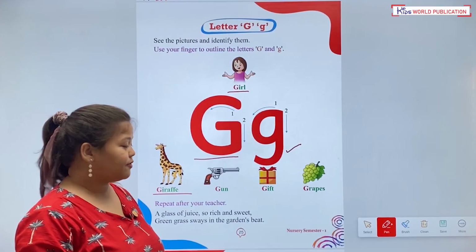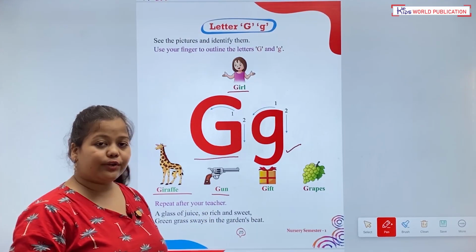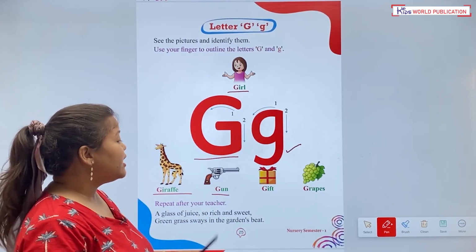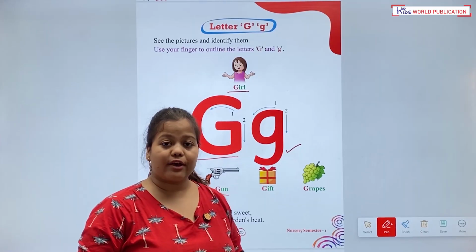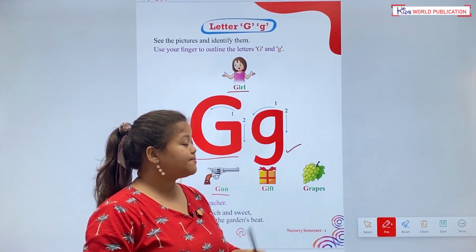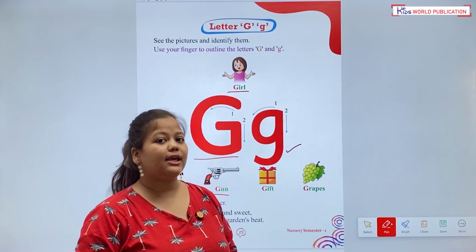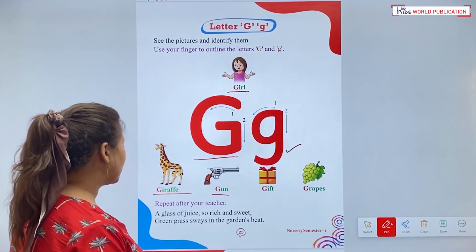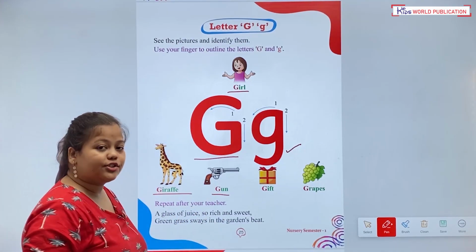G-I-R-A-F-F-E, giraffe. Gun. G-U-N, gun. Gift. G-I-F-T, gift. Grapes. G-R-A-P-E-S, grapes. Repeat after your teacher.